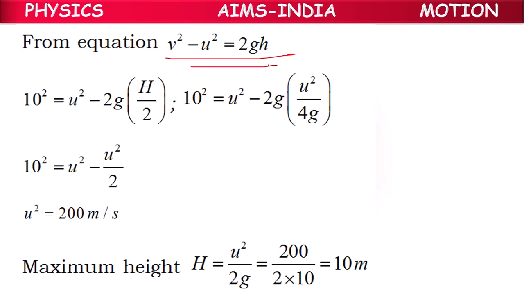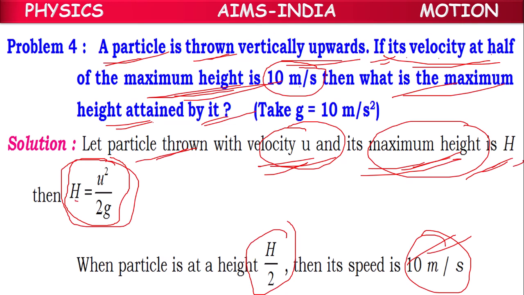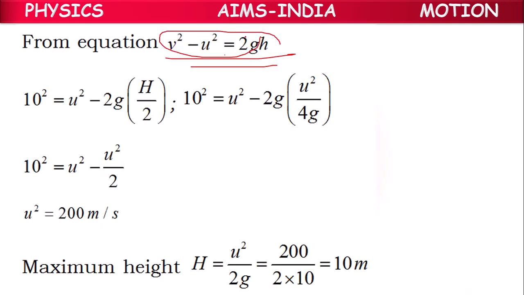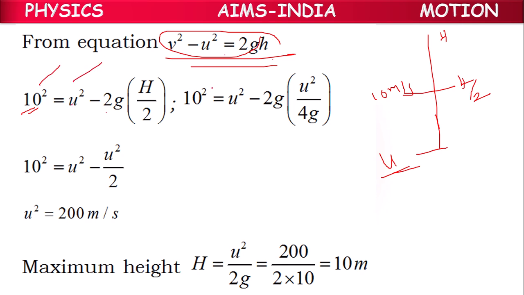So we know the formula, v square minus u square equals 2gh for vertically projected bodies. So v square, suppose out of total height, at half the height, h by 2, velocity is 10 meters per second, u we don't know. So 10 square, u square, 2g, distance h by 2. So 10 square equals u square minus, h value is u square by 2g, by 2 means it will become u square by 4g. g cancels, 2 times 4, u square by 2 will come.